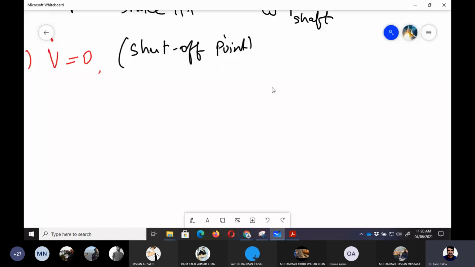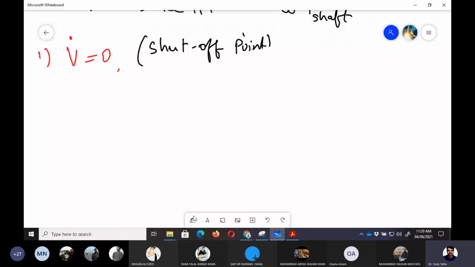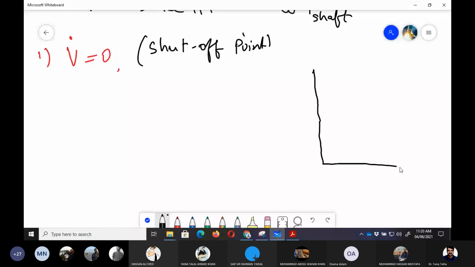So let me draw it here. If this is volume flow rate V dot, and here we are drawing H and efficiency as well. At this point, if the valve is closed, the net head available across the pump is maximum, because it would have the maximum potential for work, but because the valve is closed in front of it, the efficiency would be zero at this point. So we are talking about this point.